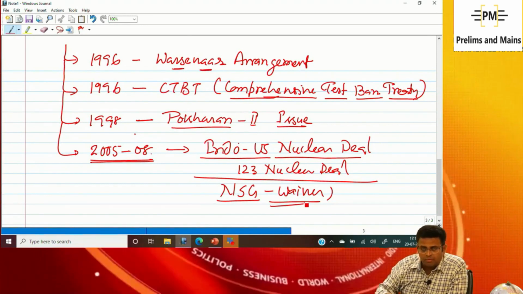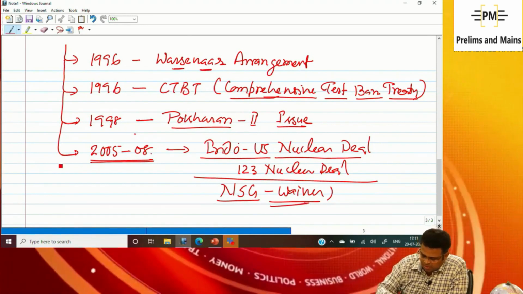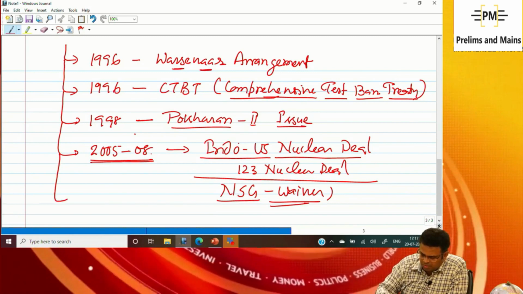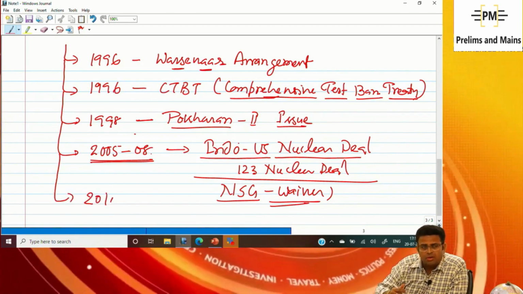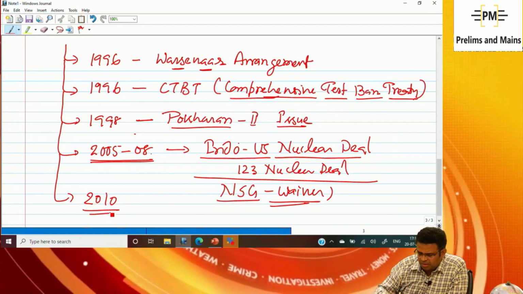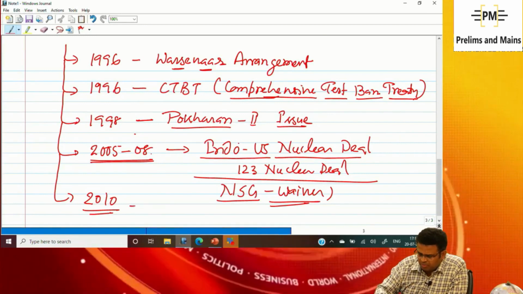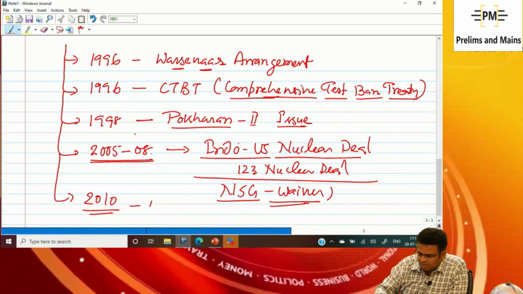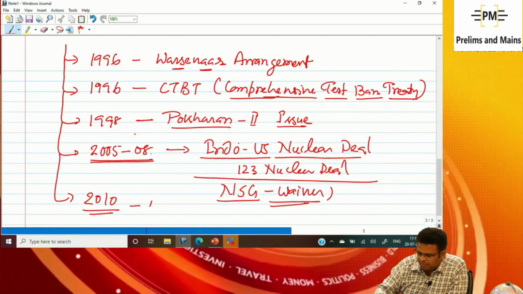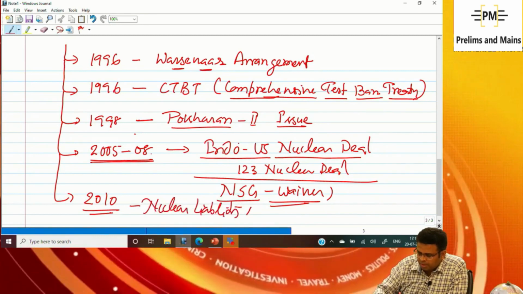So 2005, 2008 and then 2010 we have to see. It's not part of diplomacy, but there is a Nuclear Liability Act we have to see.